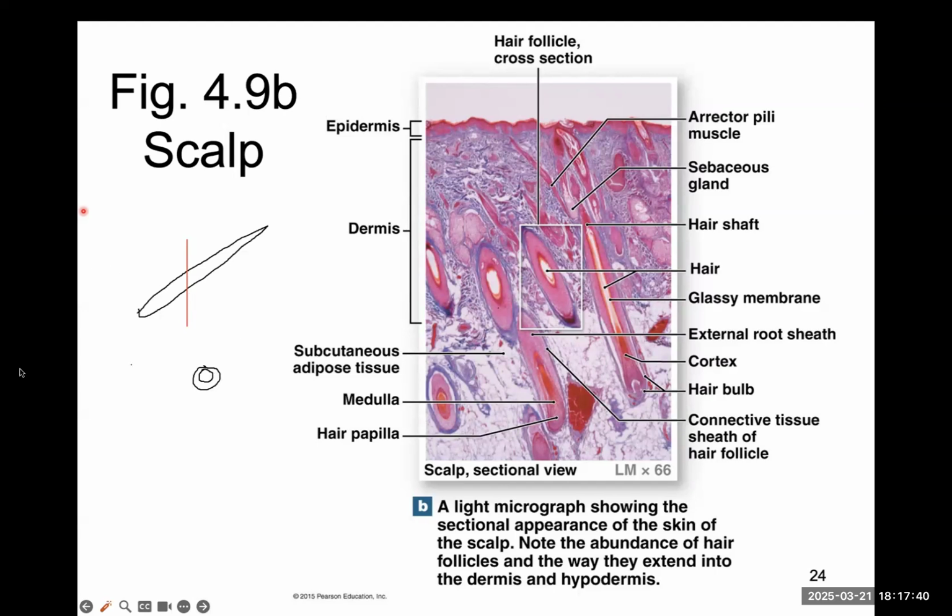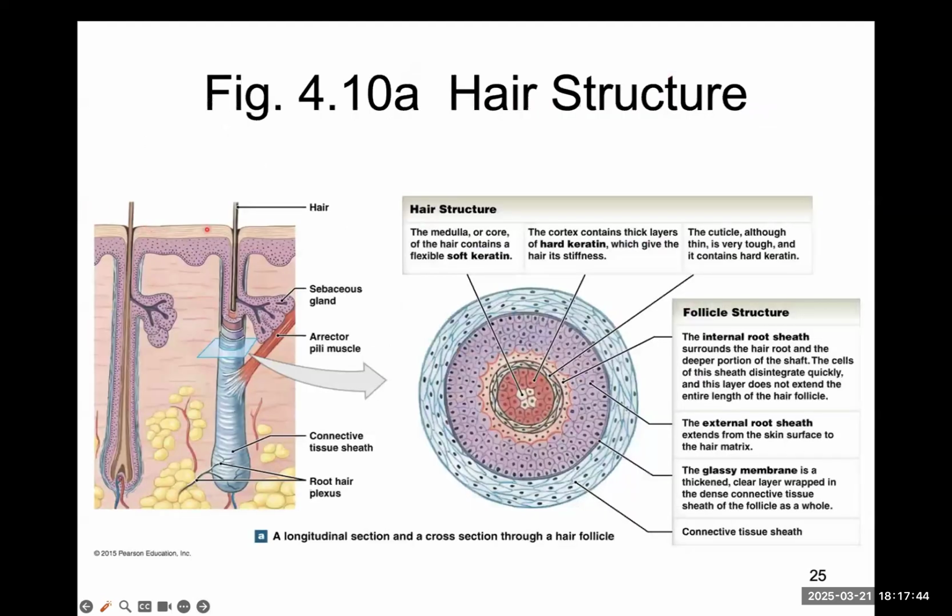So let's see what's next. This is showing you different layers of hair. We're not going to ask you about that. It's just a little bit too much, so don't worry about the layers of hair. But know what's on the bottom. On the bottom here is going to be the roots of the hair, and then this part is going to be called the hair shaft, and then on top you have the part with the keratin.